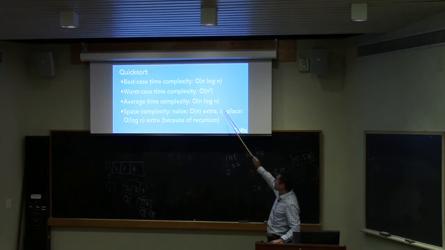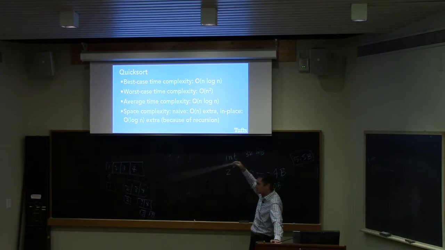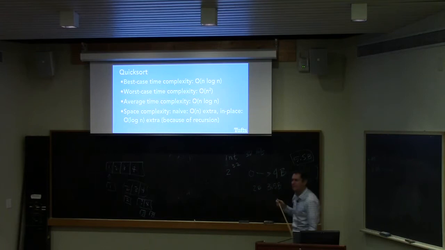Space complexity, either extra, actually per level, I guess you'd probably have to, let me think about this. No, I guess you wouldn't have to do extra per level. You'd basically have one more extra set of numbers. Or in place, you just have to be clever about the in place like we did. Right? And if you're doing recursion, you also get another log n behavior in terms of space because of the overhead of recursion.